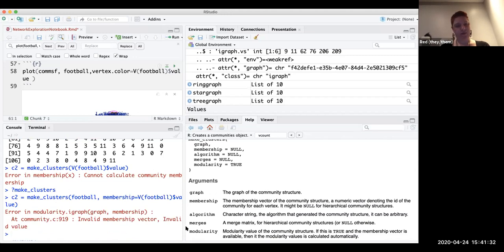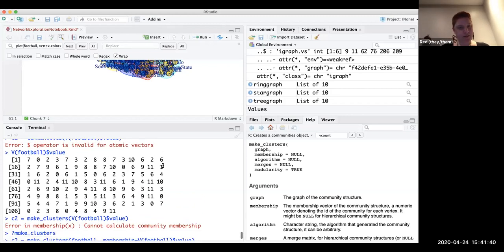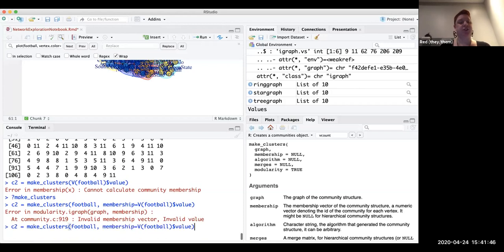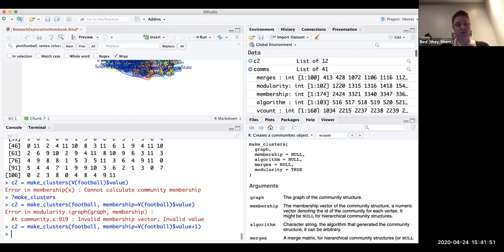Okay, why? All right, let's look at our values then. Oh, we've got a zero. Okay, that's why. All right, so we're going to change this by adding a one so that we no longer have zeros.